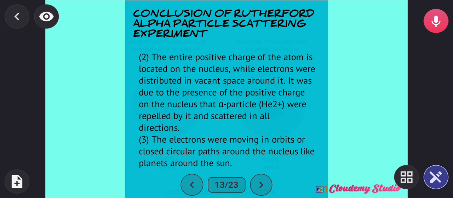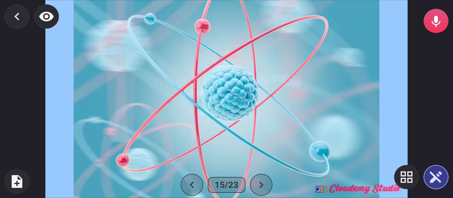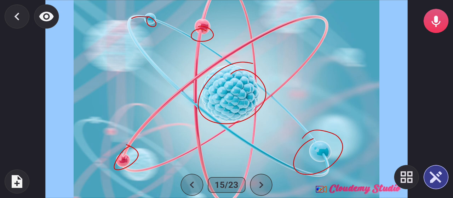So now the third thing is that electrons were moving in orbits or closed circular paths around the nucleus, like the planets do around the sun, and they call it the planetary model of an atom. So it is Sir Ernest Rutherford in 1909 who proposed the planetary model of an atom, and this is how it looks. I'm sure that you have seen something like this before. This is the nucleus, and these are the electrons that are revolving around the nucleus, just like the planets do around the sun. You understand?